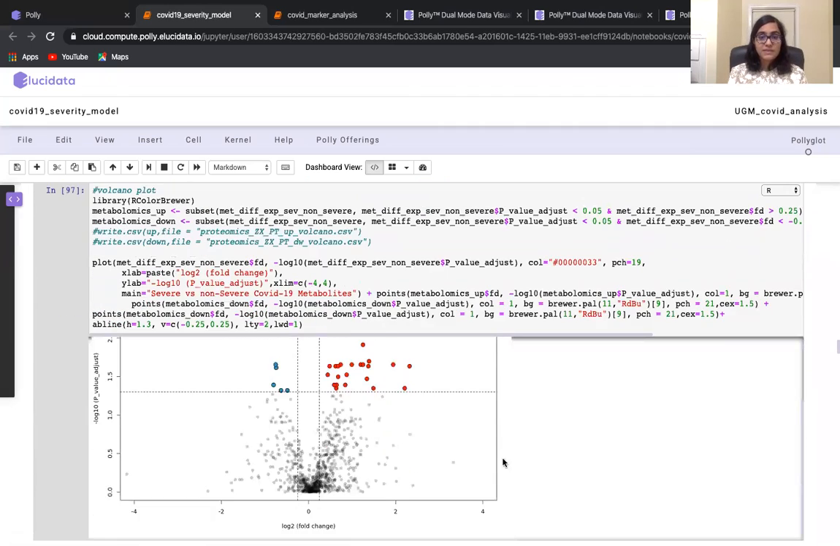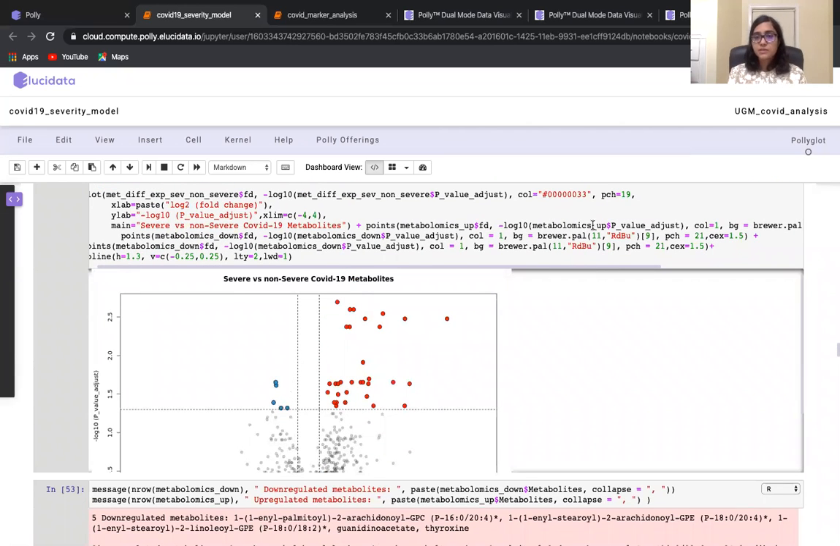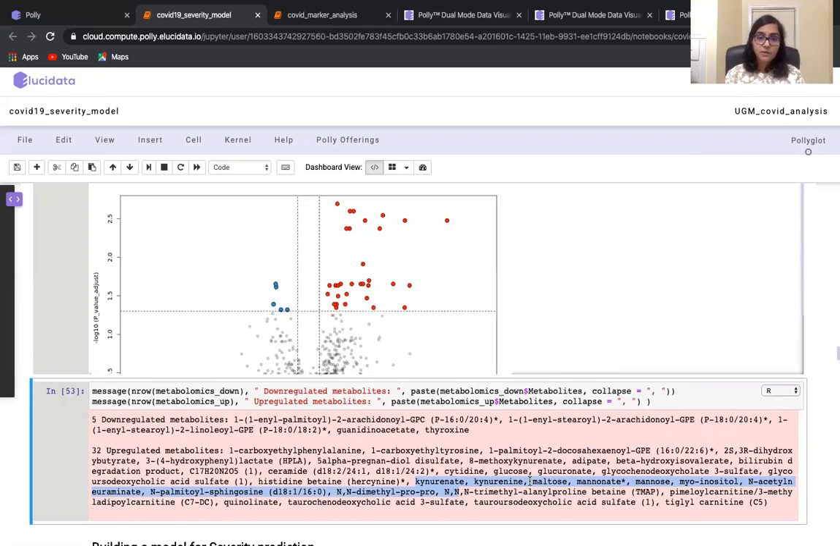And we can see, again, not a lot of difference, but there are some key metabolites that show up. You can see there are 5 downregulated metabolites, many lipids among those, as you can see here. A lot of glycerophospholipids are showing up here. We see kynurenate and kynurenine show up, which we had identified earlier. And we also see, again, sphingolipids show up as markers, actually as differentiators between severe and non-severe COVID-19.